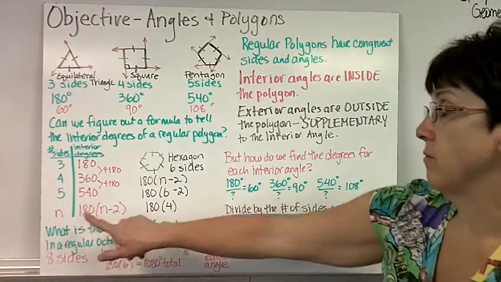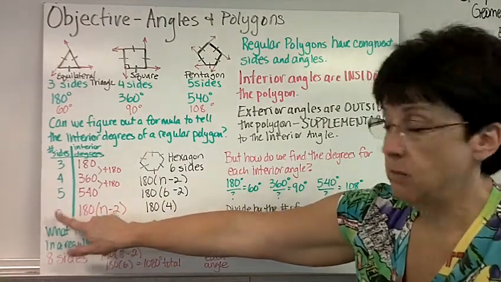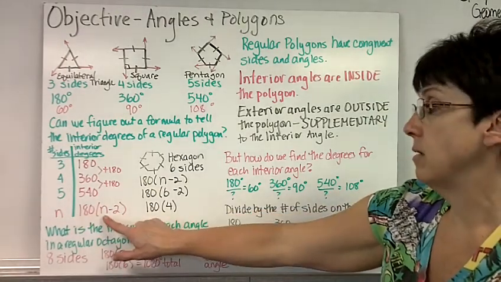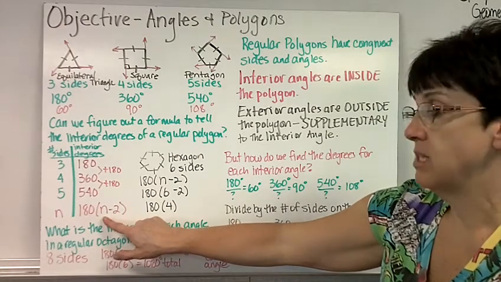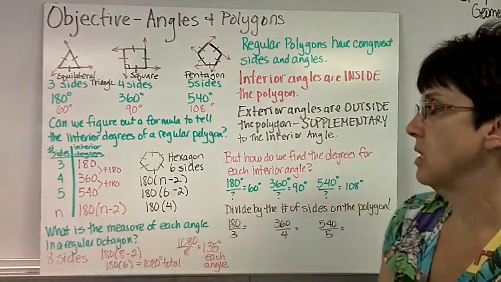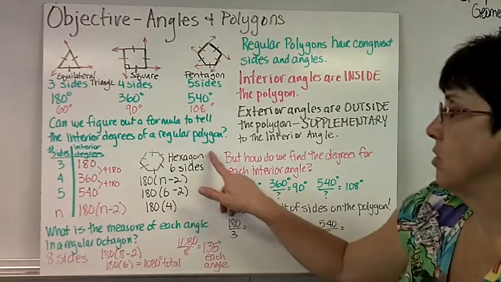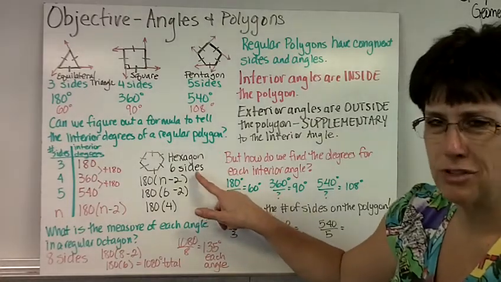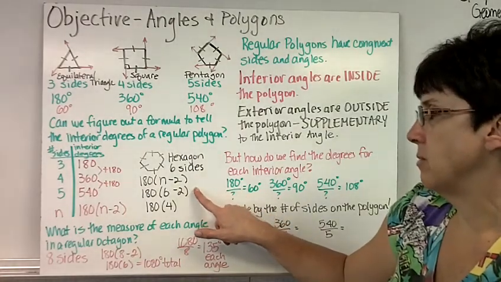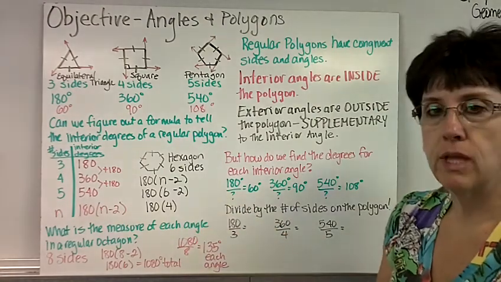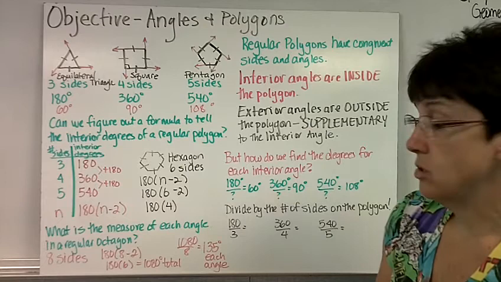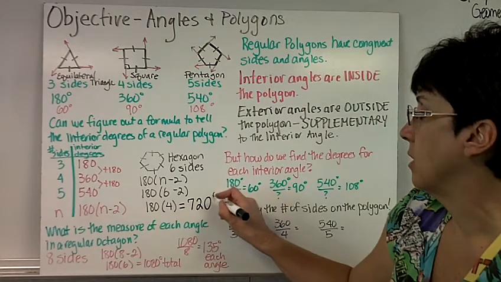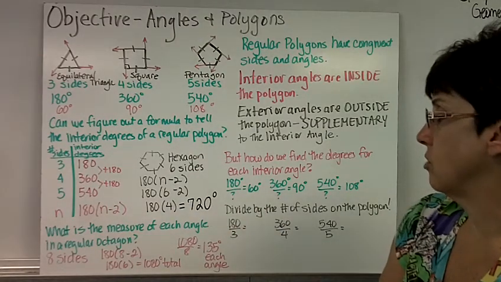So that's our formula. This n is the number of sides. And we just do 180 degrees times the difference of the number of sides minus 2. So let's try it for a hexagon. Here we have 6 sides. So we wrote our formula, 180 times the quantity n minus 2. 180 times 6 minus 2, or 4. And what would that be? Well, 180 times 2 is 360. So times 4 would be 720. So a hexagon's interior angles total 720 degrees.